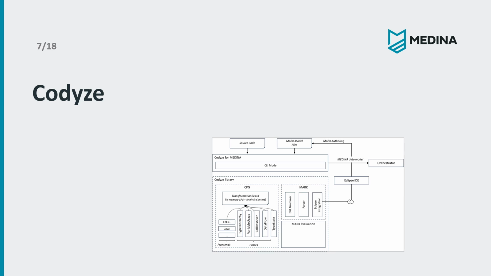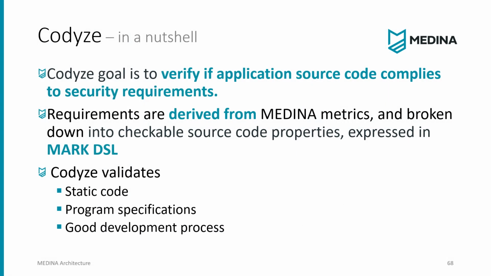Codyze. Codyze is an evidence collection tool that collects data from source code and assesses it to verify if it complies to security requirements according to MEDINA metrics. To do this, first, requirements are broken down into checkable source code properties, and then Codyze verifies the source code and can provide evidence and assessment results if a requirement is sufficiently realized in software.